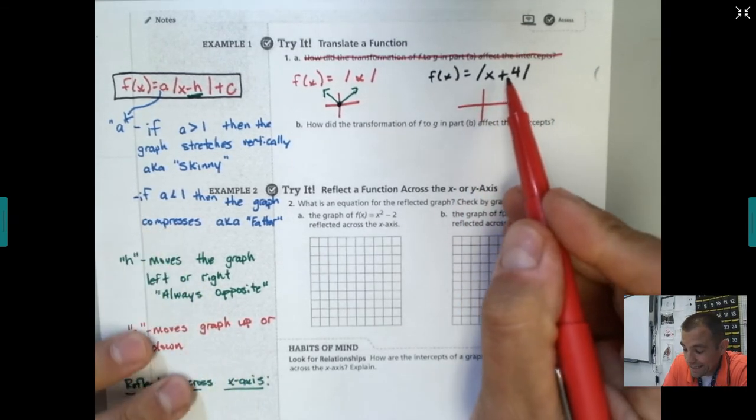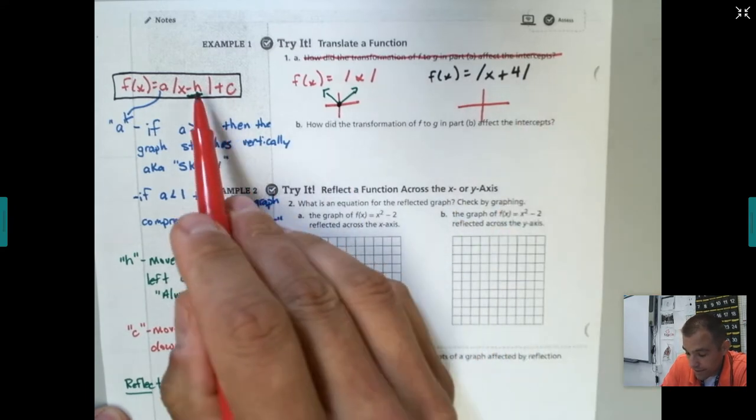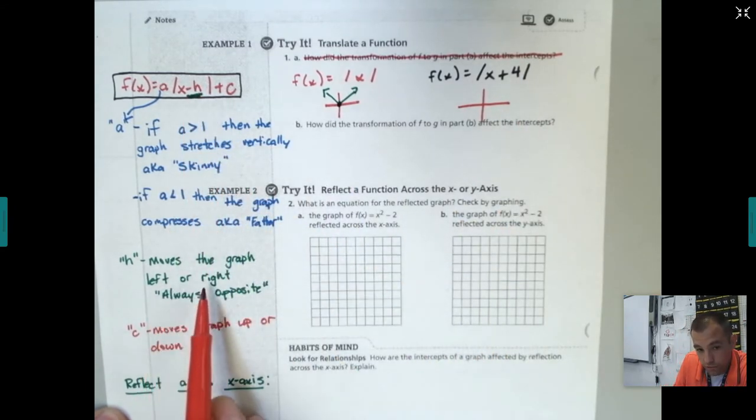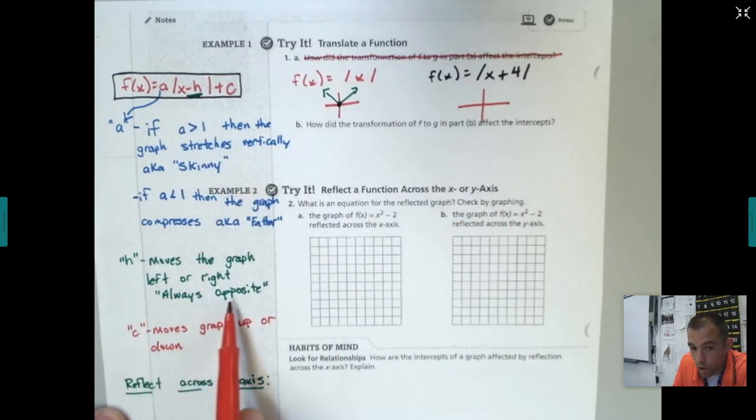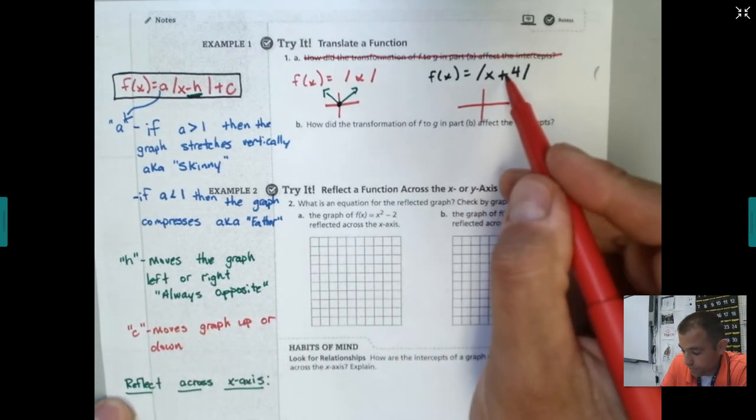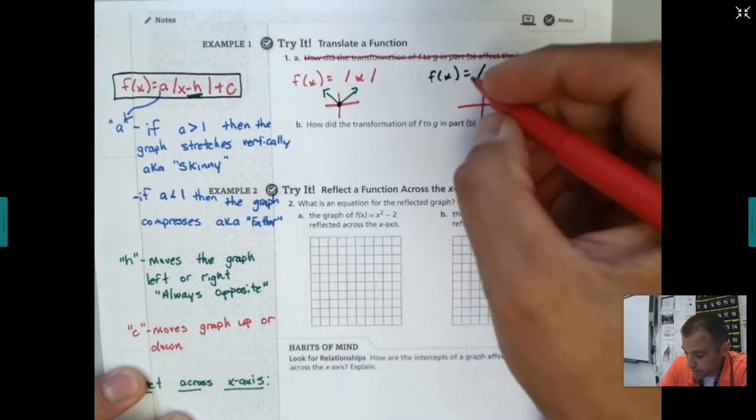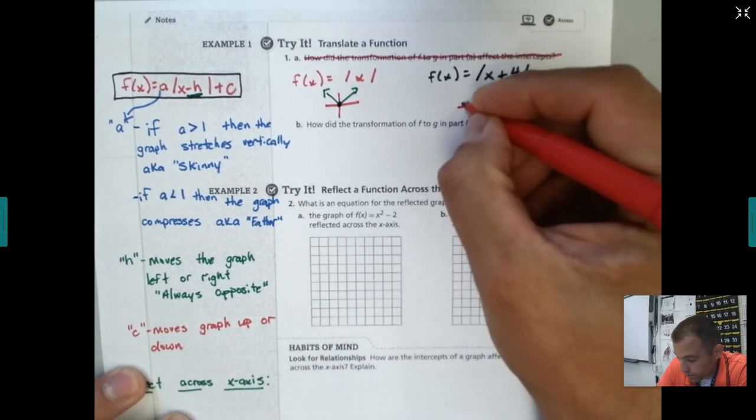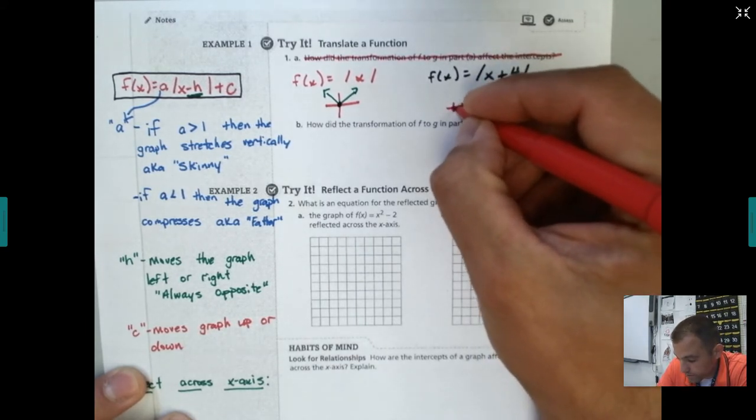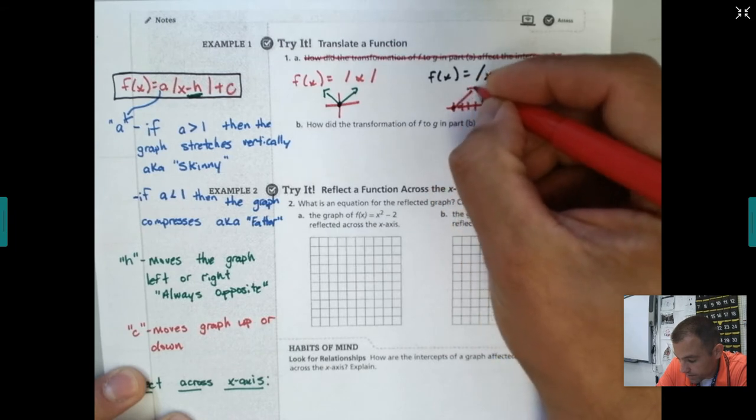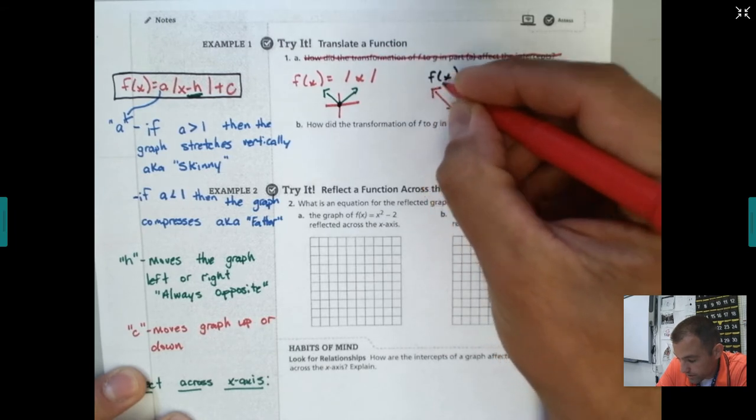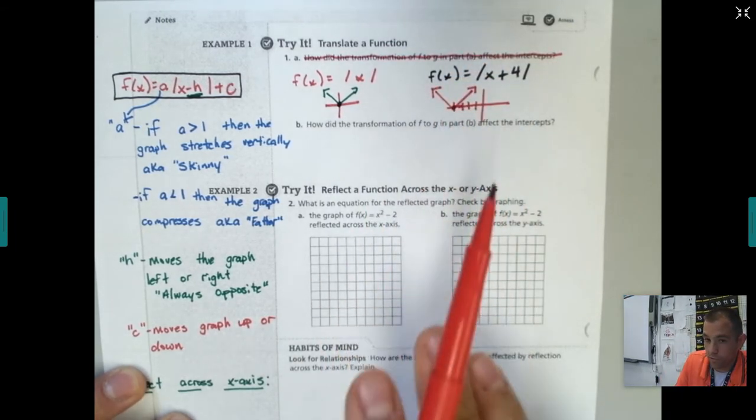If I add it on the inside, that's h, that means I'm going to go left or right, but we always do the opposite when it's inside. So this positive 4 actually means move the graph left 4 places. And it's going to be the exact same shape, a V shape. It has just been moved over 4 places.